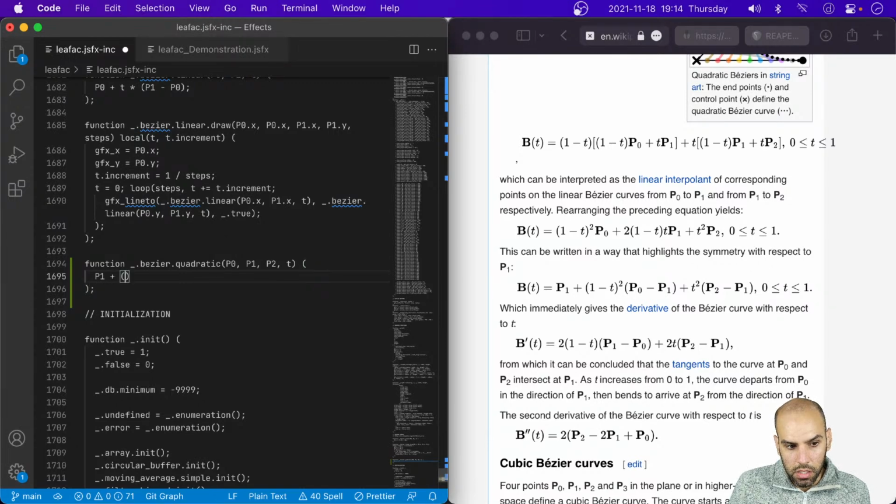P1 plus (1 minus t) squared times (P0 minus P1) plus t squared times (P2 minus P1). Did I get it right? P1 plus the square of 1 minus t times P0 minus P1 plus the square of t times P2 minus P1. I think it looks right.